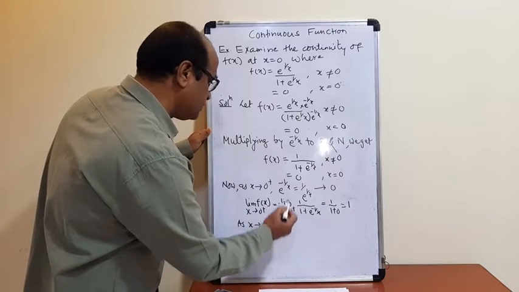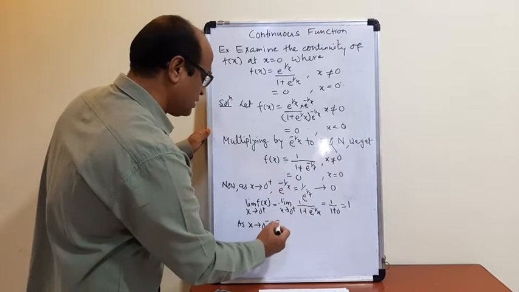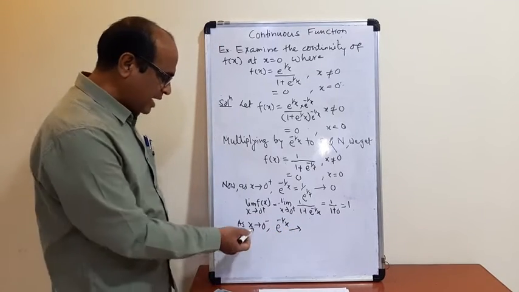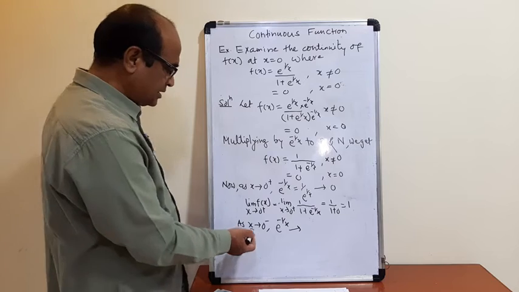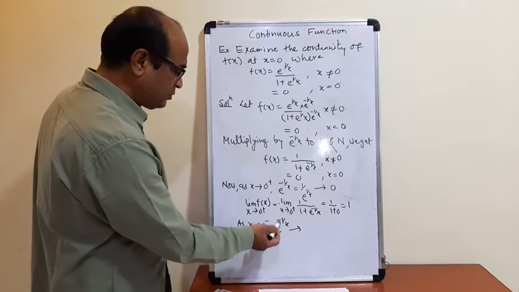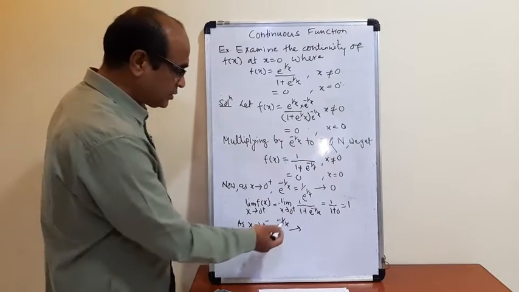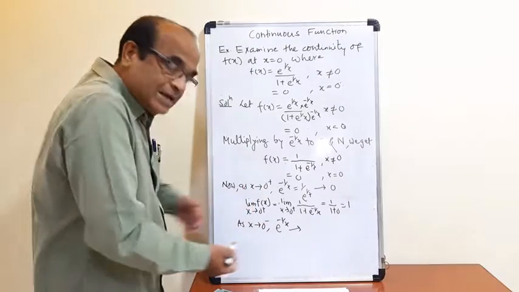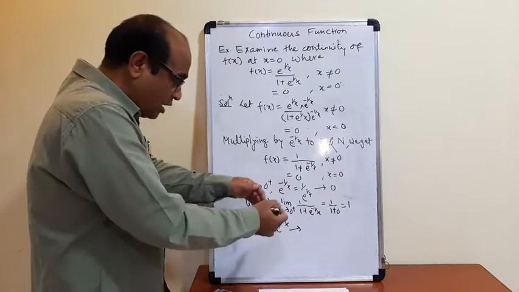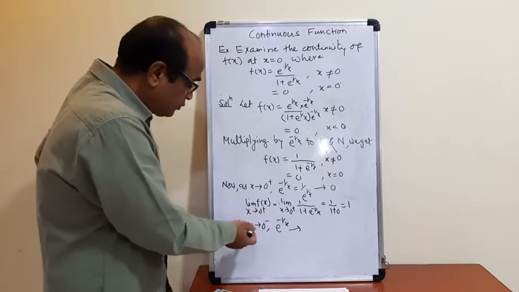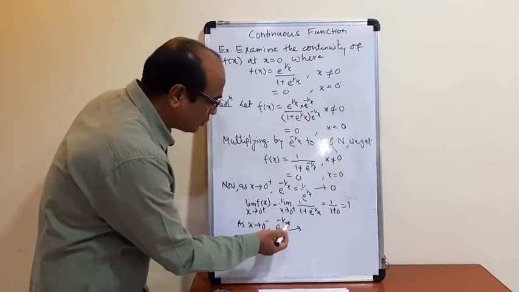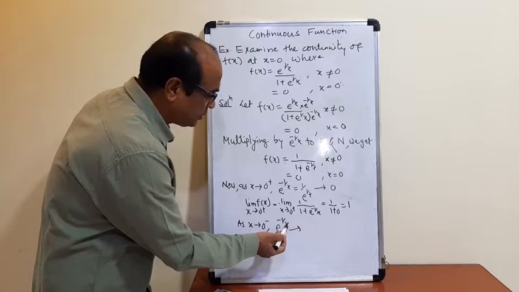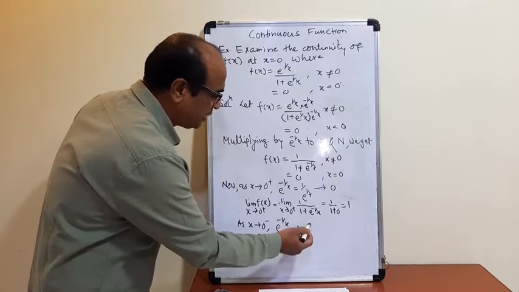So e raised to minus 1 upon x, as x tends to 0. What does e raised to minus 1 upon x mean here? All the values of x on the left hand side of 0 are negative. So negative, negative, positive. So 1 upon 0 is infinity. E raised to infinity is infinity.